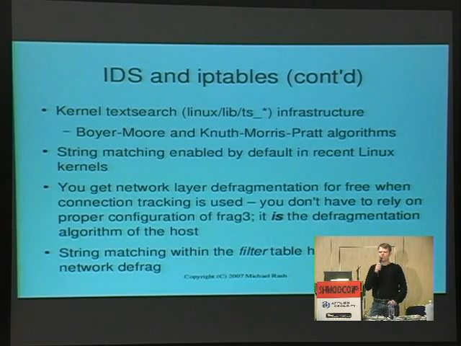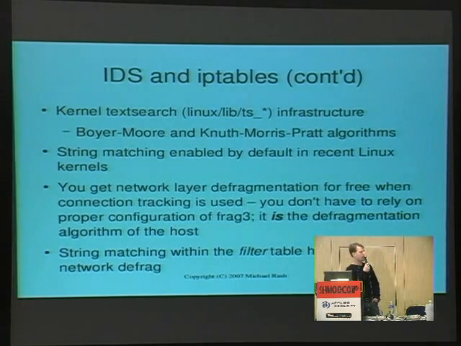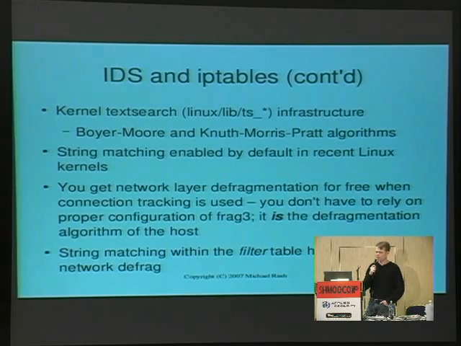And it was rewritten with a vengeance, you might say. It now supports multiple algorithms via a text search infrastructure in the Linux kernel. There are currently 3 algorithms supported, I believe, the 2 most notable being the Boyer-Moore algorithm, which is commonly used by intrusion detection systems, and also the Knuth-Morris-Pratt algorithm, which is not used so much because it doesn't typically have as good performance characteristics as Boyer-Moore.